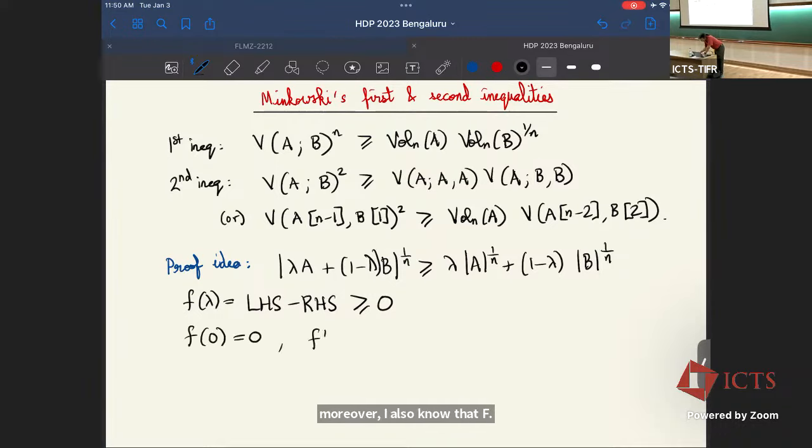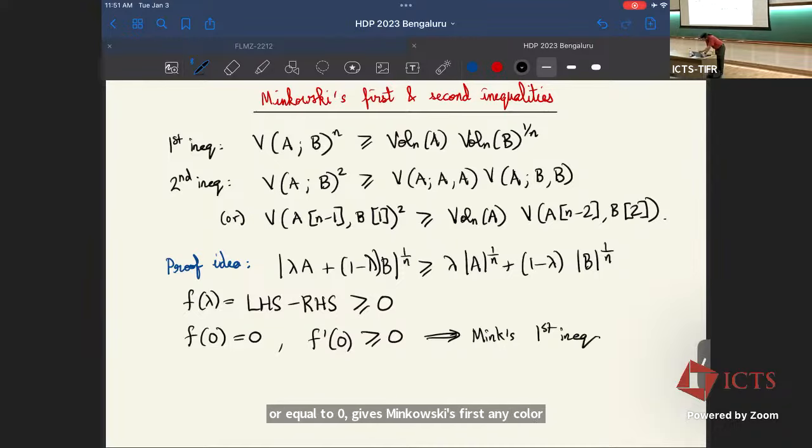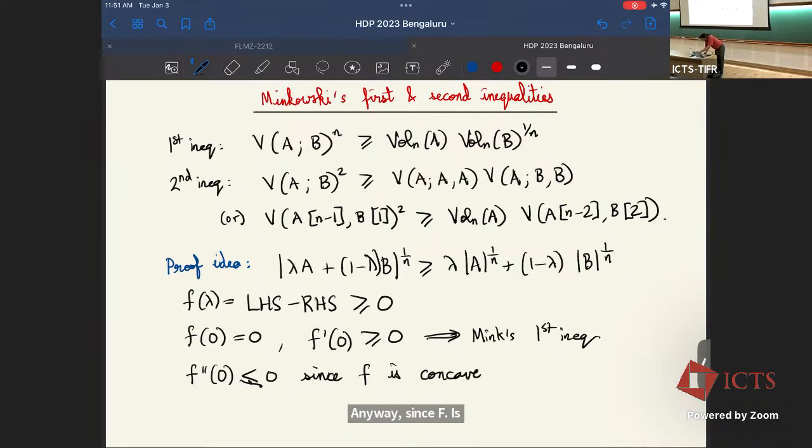So f prime of zero has to be greater than or equal to zero, right? And this expression, that f prime of zero is greater than or equal to zero, gives Minkowski's first inequality. And then I also have that f double prime of zero has to be negative, or non-positive anyway, since f is concave. Therefore, that gives you Minkowski's second inequality.